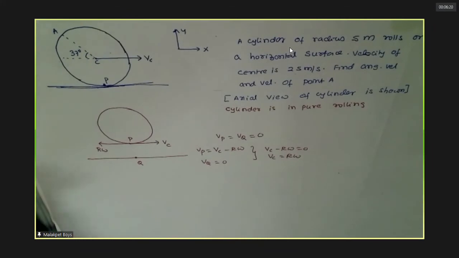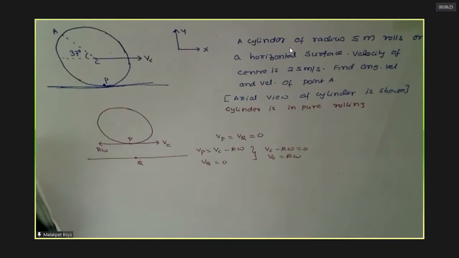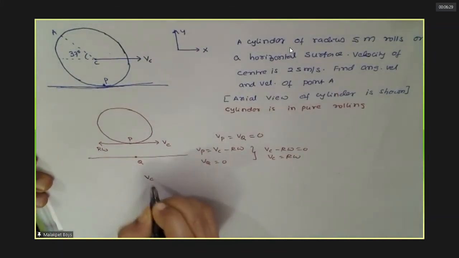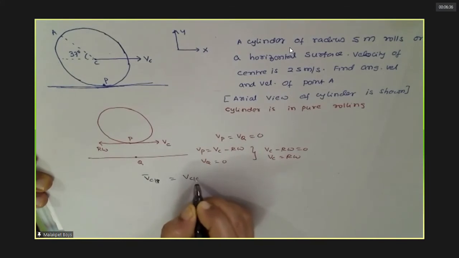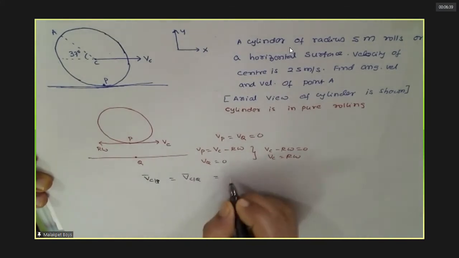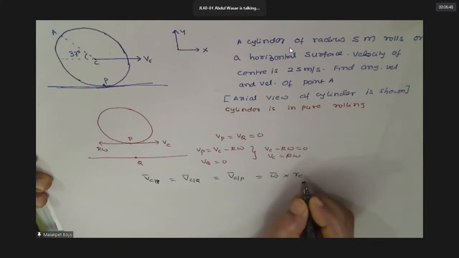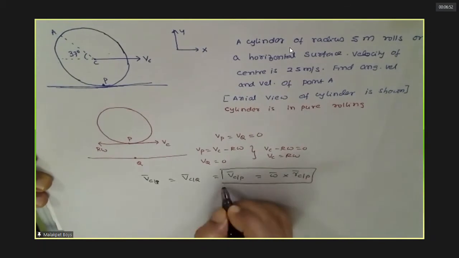Now using this we can get omega C. VC with respect to ground is VC with respect to point P only, no? Do you agree with this? Any objections?